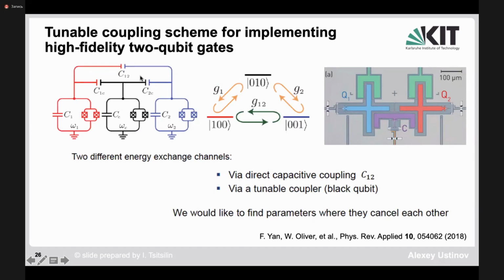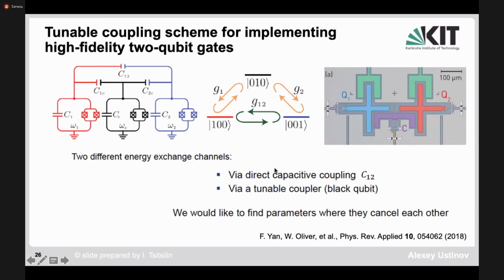And by choosing a particular frequency of this qubit, because it's simply operated here as an empty tank circuit, as a coupler, it's not populated at all. Doesn't have to be populated. One can basically tune the effective coupling coefficient, which consists of 2 paths. Above pass through C12 and below pass through C1C and C2C. One can make effective coupling equal to 0.